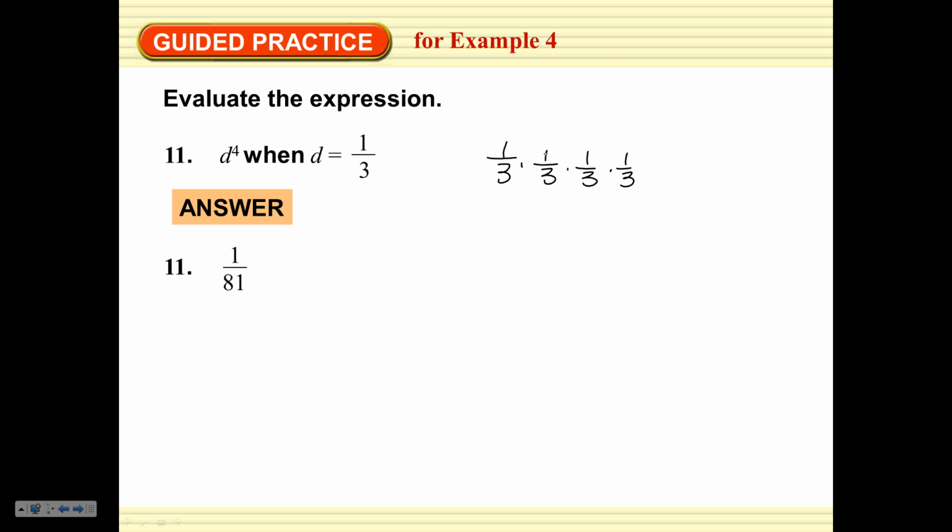Okay, so 1 times 1 times 1 times 1 is obviously just a 1. 3 times 3 is 9. 9 times 3 is 27. 27 times 3 is 81. Remember to always multiply and don't just do 3 times 4 and get 12. Okay? So that's how I got the 81, 1/81.